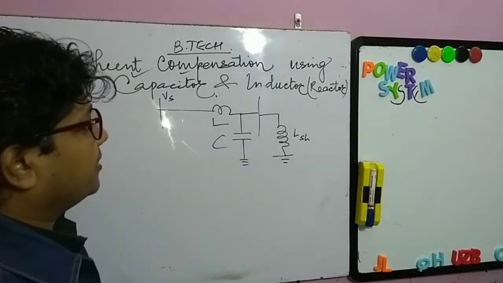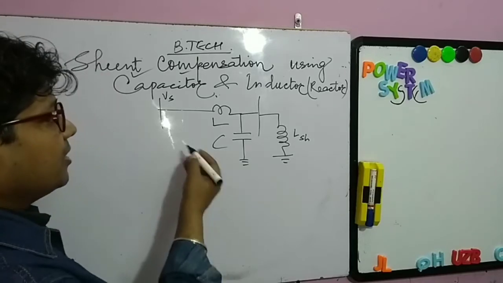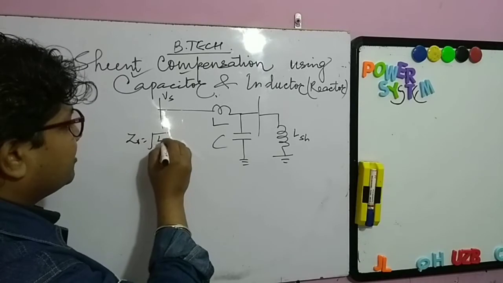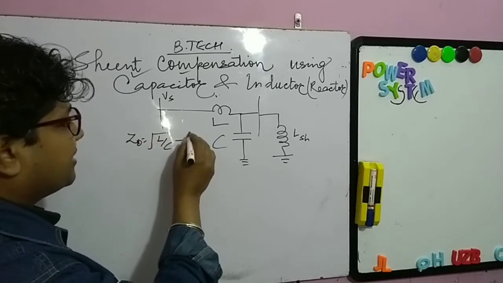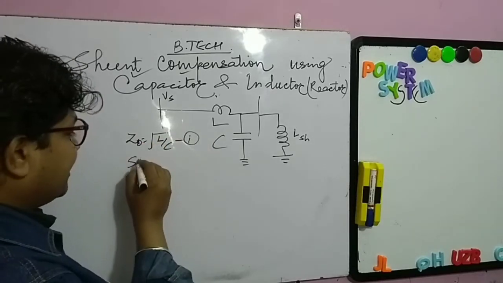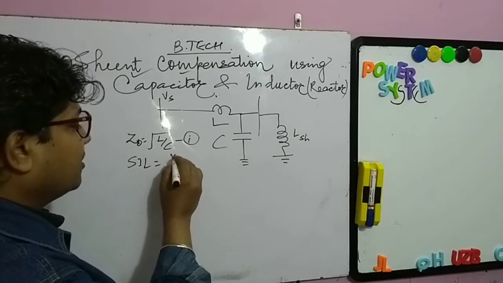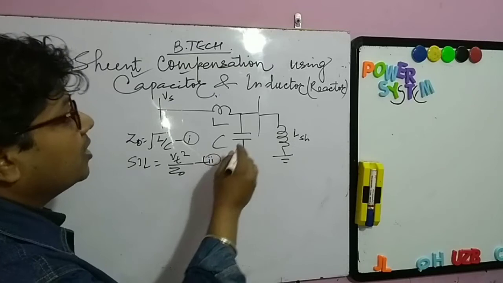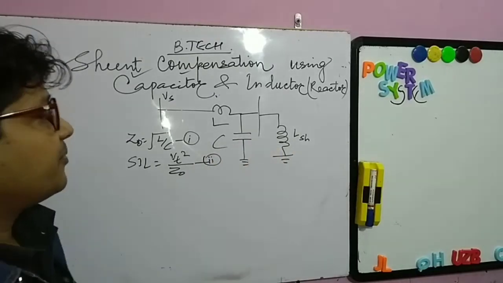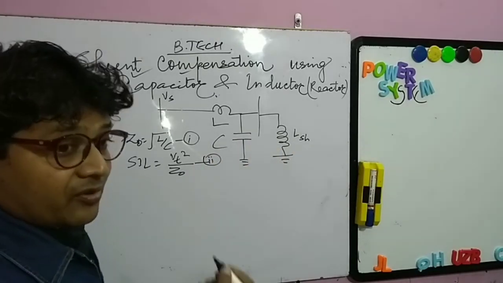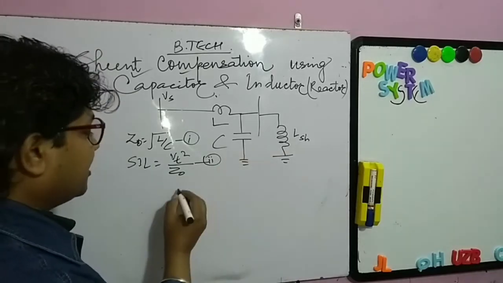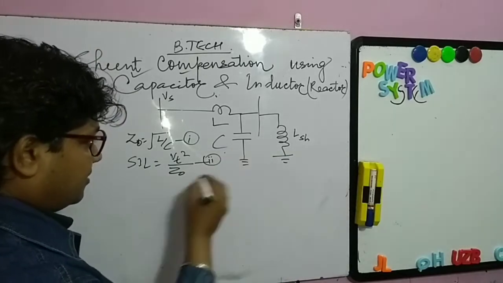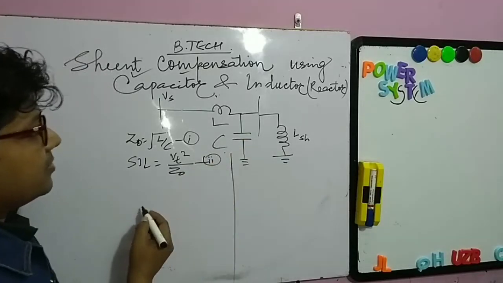So what we are doing here: this is a lossless line, so Z0 is equal to the square root of L by C, the characteristic impedance. What will be SIL? SIL will be equal to VT square upon Z0, this is equation number 2. Again this is connected in parallel, so for parallel we count admittance. So admittance we write here.